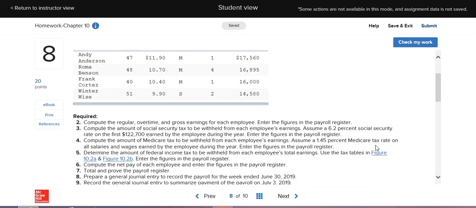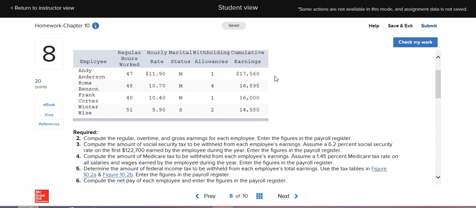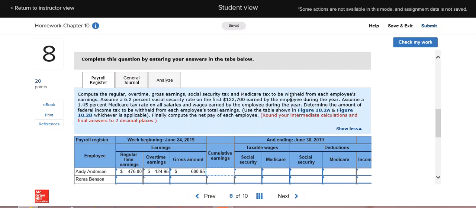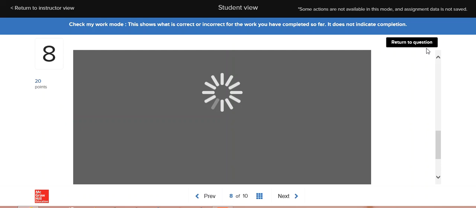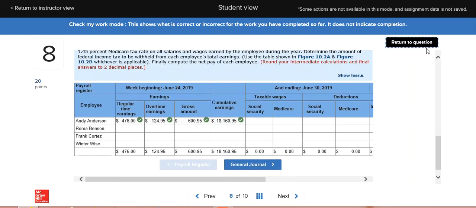All right, here's a box for cumulative earnings, which it probably gave us, $17,560. That was up to this point. So I would say they wanted the $17,560 plus what he earned this time. So I'm going to take that and add the $600.95. So at this point, his cumulative earnings are $18,160.95. Let me just make sure that it takes that, because it's kind of an odd way to term it. All right, it does.